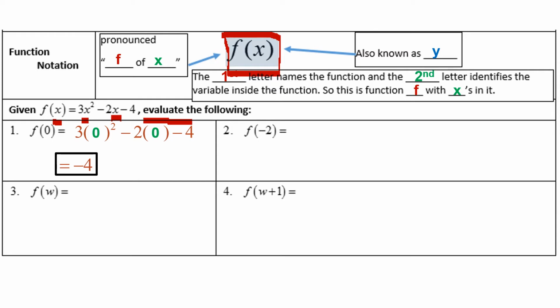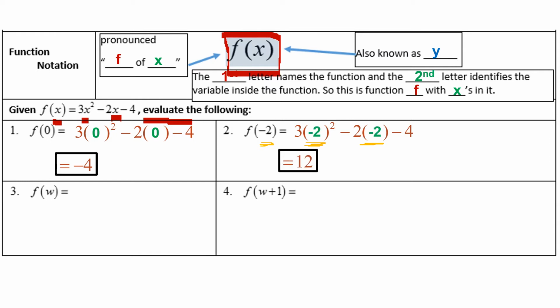F of negative 2. What does this mean? This means the function's name is f, and everywhere we see an x, we're going to drop in a negative 2. So we're going to open up parentheses. Here are our parentheses. So everywhere there was an x, we're going to put in the value here, which is negative 2.